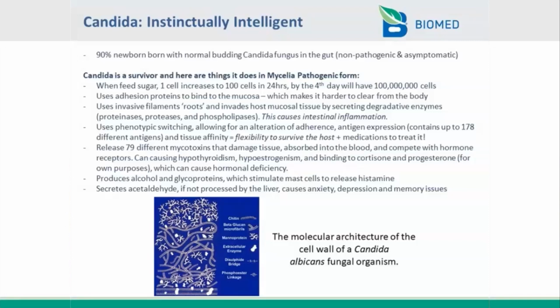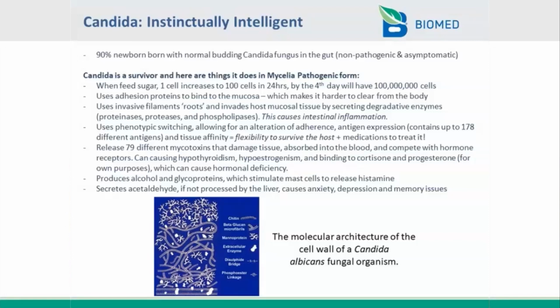It has 79 different mycotoxins. These are the toxic byproducts that are secreted from Candida albicans, and that damages tissue. And it can be absorbed into the blood in really immune-suppressed cases. It can compete with hormone receptor sites. So you can see that Candida can be an underlying cause for hypothyroidism, hyperestrogenism, and it can also bind to cortisol and progesterone for its own purposes, causing hormonal deficiencies and fluxes in the body. It's also linked in these situations to things like irritable bowel and gluten sensitivity and intolerance.